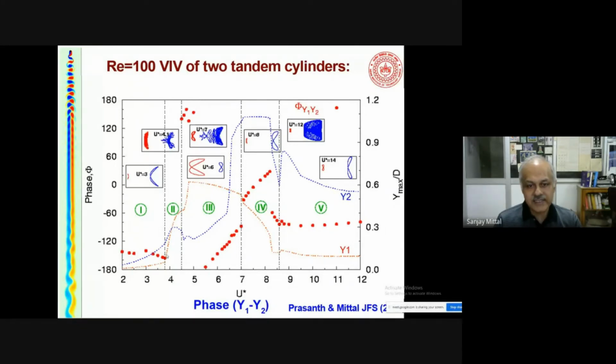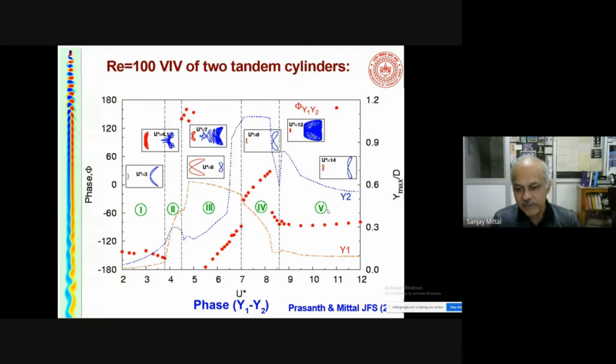So that's the red dots. Okay, so they show a pattern. And then, of course, there is this amplitude of vibration. The reddish line, the orangish line is for the upstream cylinder, and the blue line is for the downstream cylinder. So we divided this into 5 regimes.